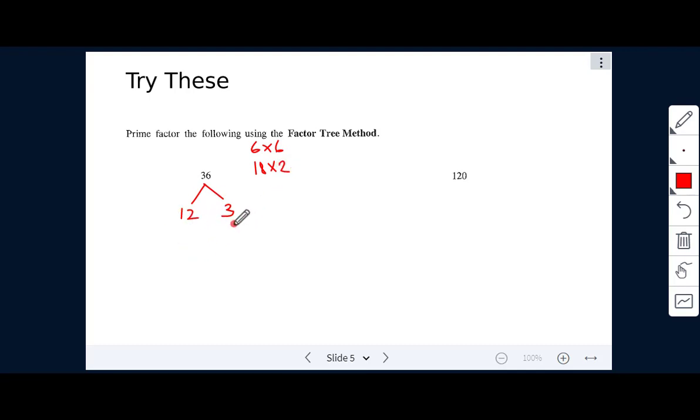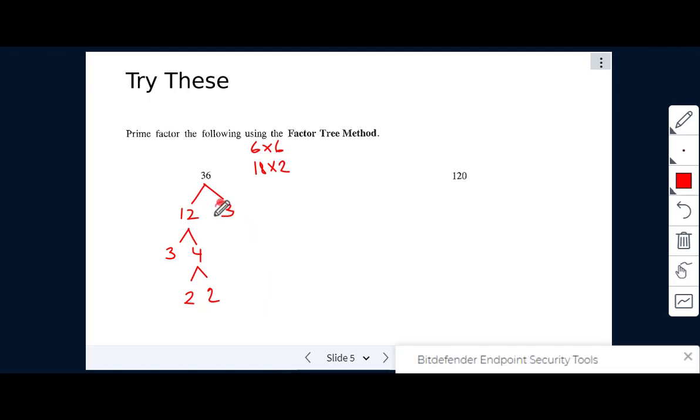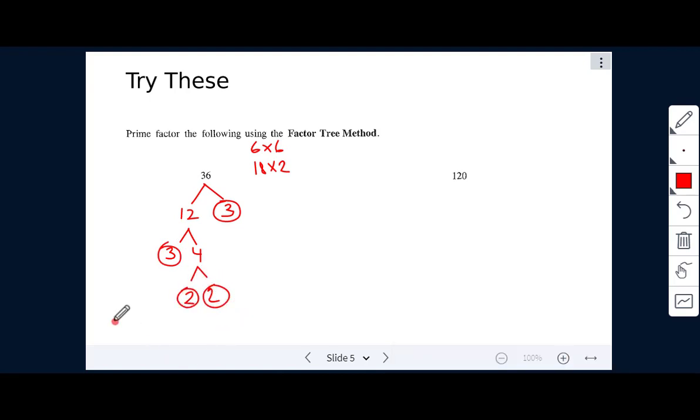All right, so 12 and 3, the 3 is already a prime number, so then I would just factor the 12. I can use 3 and 4, because 3 times 4 gives me 12. And then the 4 can be further factored to 2 times 2. All right, and then our prime factors would be the 3, the 3, the 2, and the 2. So just writing that out, it would be 2 times 2 times 3 times 3. All right, so you've got to keep factoring the number until you end up with prime factors.